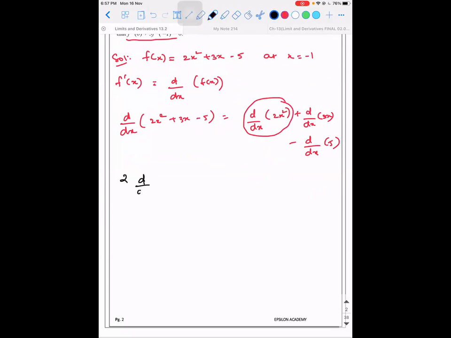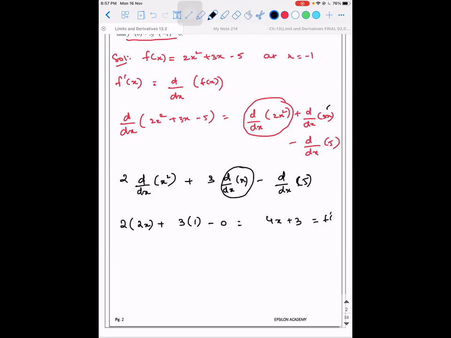So 2 will come out, d by dx of x square. Derivative of 3x, 3 will come out, d by dx of x, minus d by dx of 5. So 2 into, what is the derivative of x square? It is 2x. Plus 3 into derivative of x, which is 1, minus derivative of a constant, 0. So what is this? 4x plus 3.